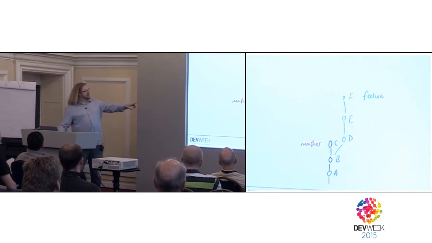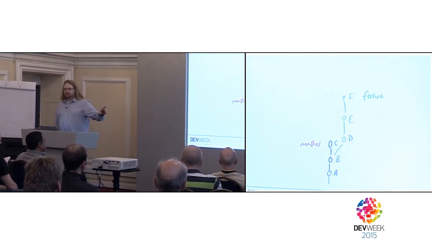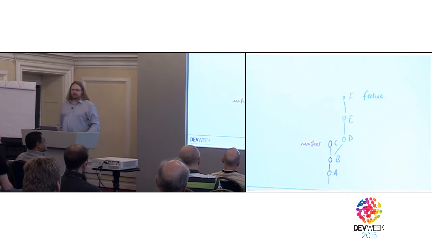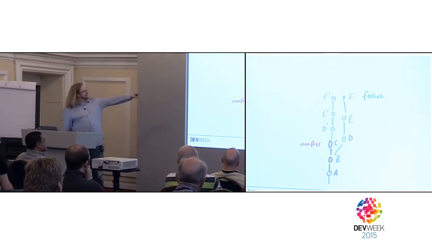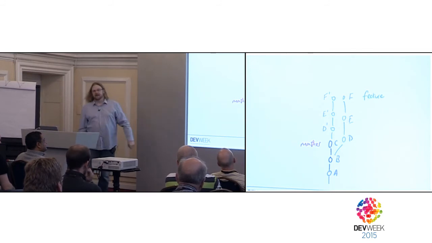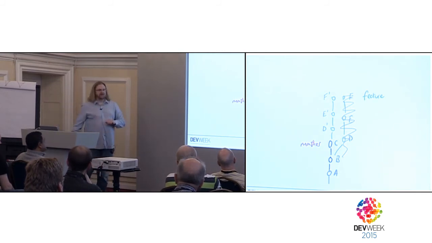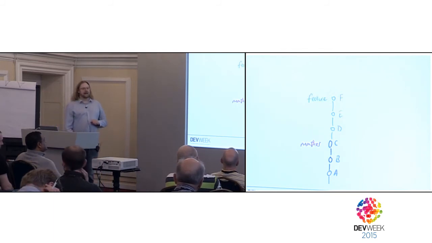So this is the state of the tree before we rebased. We've got commits A, B, and C, and then we've got D, E, F that are on the feature branch. Now, what the rebase does is it replays copies of D, E, F above the head of master. It replays them one by one, and then it destroys the originals, leaving you like that.